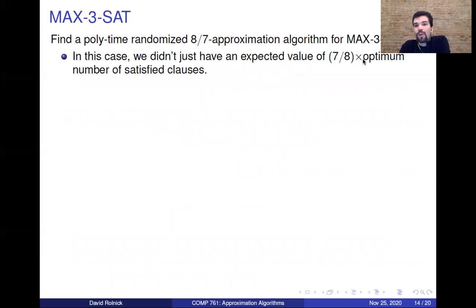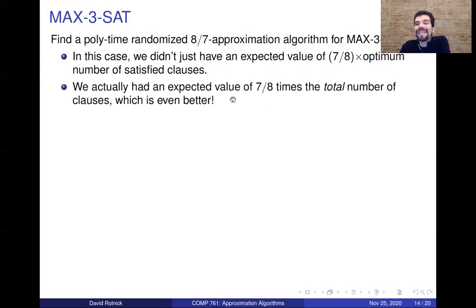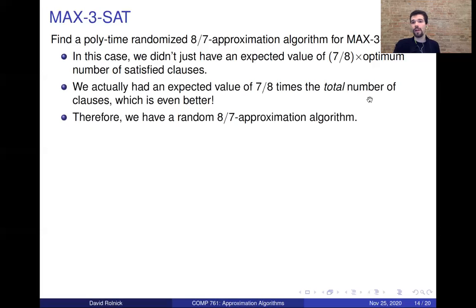So what we were trying to do was to have an expected value of 7/8 times the optimum. We actually did even better than that. We have an expected value of 7/8 times the total number of clauses. It's possible that not all the clauses can be satisfied. It's possible the optimum is not all the clauses, but we could satisfy 7/8 of the clauses just by a completely random assignment. An expectation of 7/8 of the clauses, I should say. So therefore, we have a random 8/7 approximation algorithm.